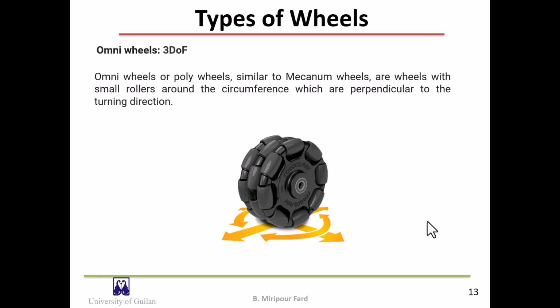Omni wheels or poly wheels, similar to mechanon wheels, are wheels with small rollers around the circumference, which are perpendicular to the turning direction. Mechanon wheel is also a type of omni wheel, with the exception that rollers are attached at a 45 degree angle around the circumference of another bigger wheel.